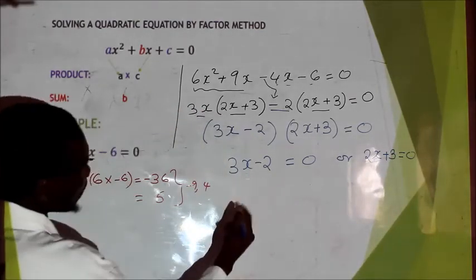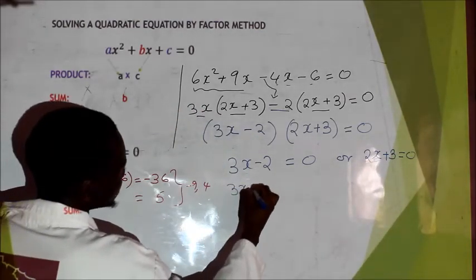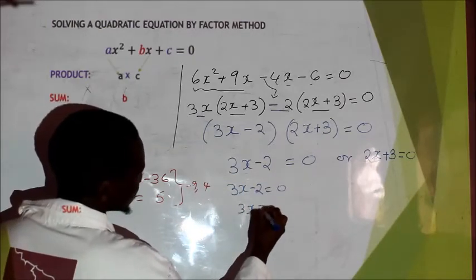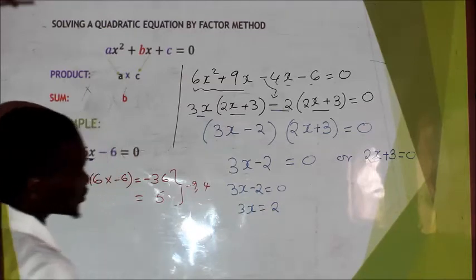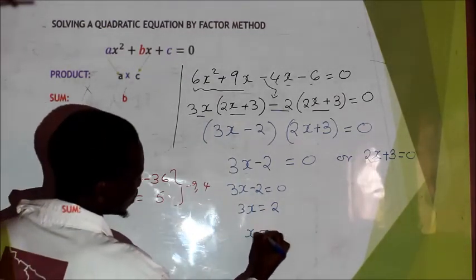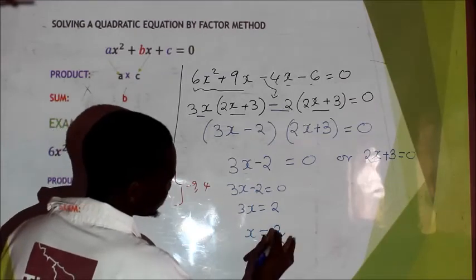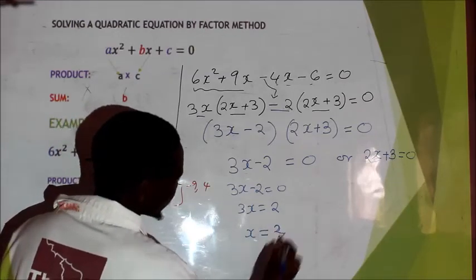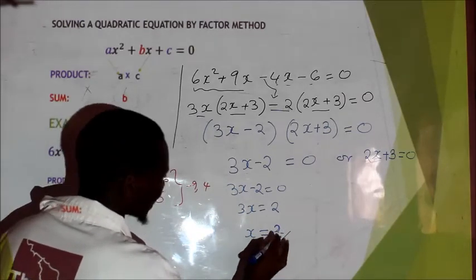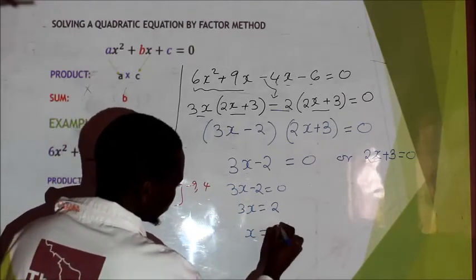So on solving this part, we realize that if 3x minus 2 is equal to 0, then it means 3x is equal to 2. We take that to the other side, observing the plus minus rule, and so it means x is equal to 2 over 3. That gives us our first root of the quadratic equation.